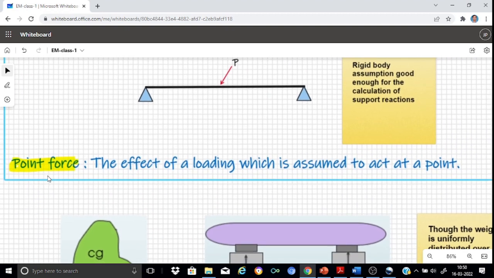Now the third idealization is the point force. What is a point force? In some cases, though the forces that act on a body are distributed over an area, for simplifying our calculations, we assume that the force is not distributed, but rather acting at a point. So a point force is one wherein we assume that the entire load effects are acting at a specified point on the body.